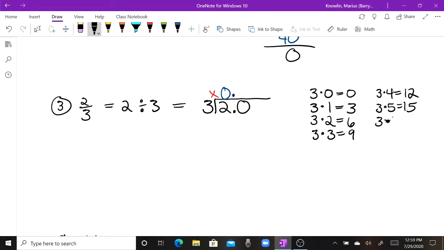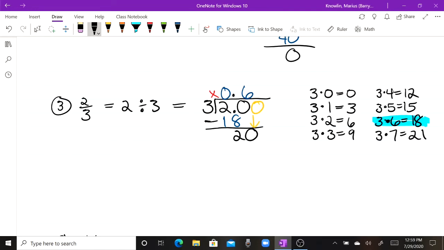3 times 6 is 18. 3 times 7 is 21. 21 is too big, so we know we're going to stick with 3 times 6. 3 times 6 is 18. 20 minus 18 is 2. So now we know that 3 can't go into 2. We're going to have to add a 0 and bring that down.